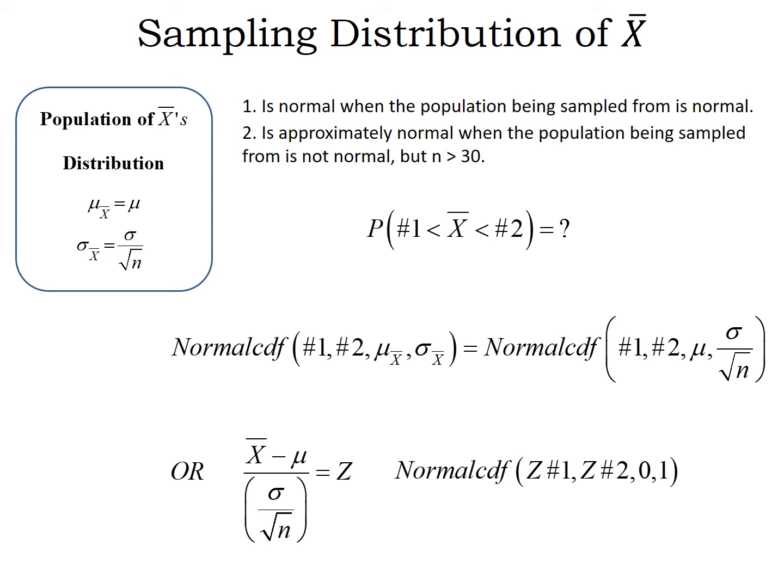So anytime it's an x bar probability problem, I have to check my conditions. Are we allowed to say x bar is, or at least is approximately, normal? If we can, then we know normal CDF is how we're going to find probabilities. And then we either adjust the mean and standard deviation of x bar, or we convert the x bars to z-scores. Either way is 100% fine. So now, let's look at an example problem.